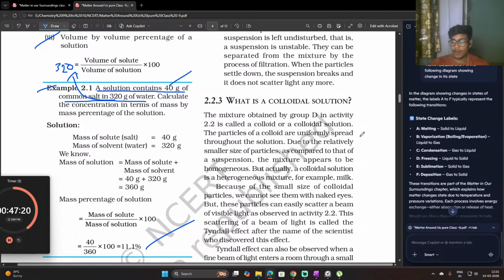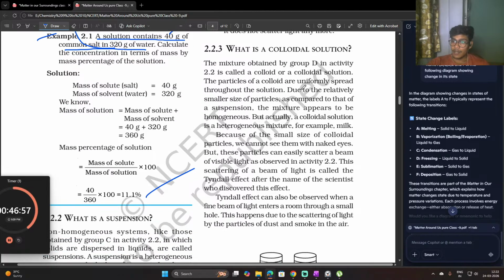What is a colloidal solution? So now they are talking about colloids. The mixture obtained by group D in activity 2.2 is called a colloid or colloidal solution. The particles of a colloid are uniformly spread throughout the solution. Due to the relatively smaller size of particles as compared to the suspension, the mixture appears to be homogeneous, but actually it is heterogeneous. I already told you, right?